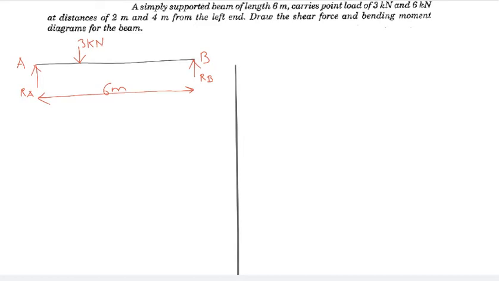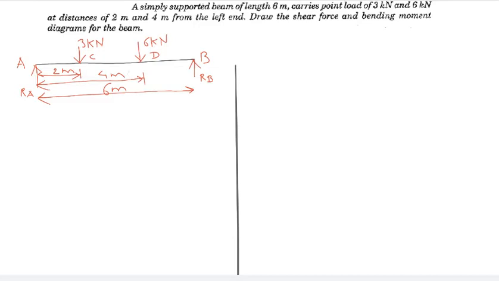This is where the 6 kilonewton force will act. Let us call these points as point C and point D, and these distances are known to us as given. It is 2 meters, and one more distance, this distance, is also given, which is equal to 4 meters. So this is the loading diagram.